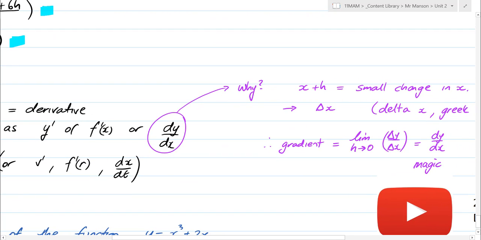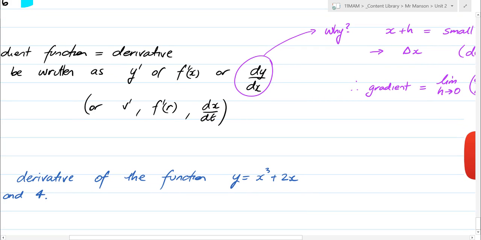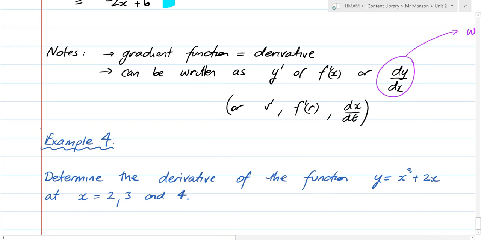Now the dy dx is really interesting. Why would we say dy dx? And in purple I've got my reason why here. x plus h is a small change in x. Sometimes, and you might see this notation, it's not h, sometimes it's delta x. Delta x is another way of saying a small change in x. So you might see x plus delta x. And then the gradient is considered to be the limit as h goes to 0 of a small change in y divided by a small change in x. Delta y over delta x, which then turns into dy dx. That's where that comes from. So you might see that as well, and it's magic. It's not really magic, it's good. Magic being a term I'm using there for something amazing and brilliant.